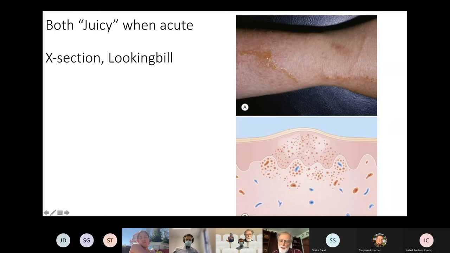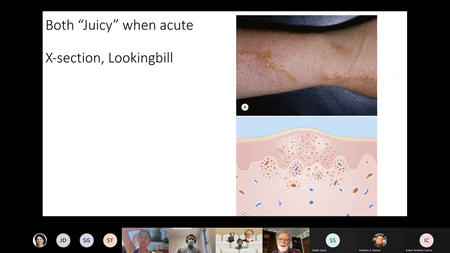And the other reason I like Lookingbill is that they give you these schematic diagrams associated with everything. And for me, as a primary care doc, what I had a hard time appreciating is how deep in the skin the pathology is that we're dealing with. The striking thing for me to realize was that most pathology is in the epidermis, the paper thin layer. That accounts for an awful lot of the mischief.